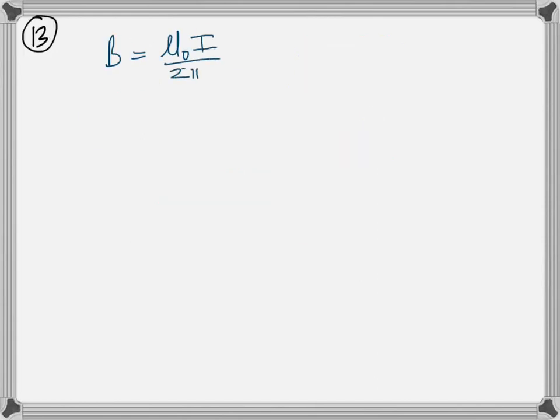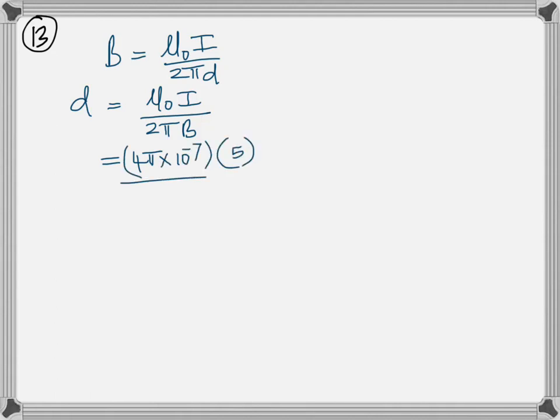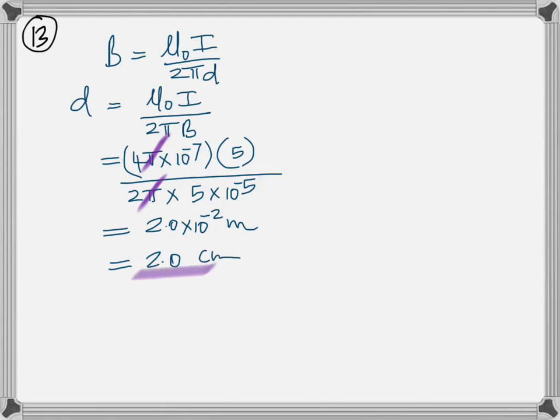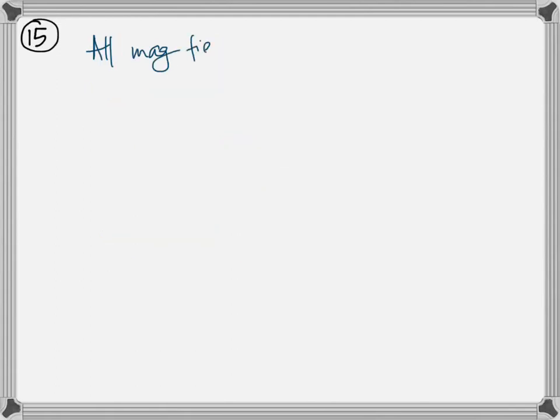Magnetic field due to a straight conductor is mu naught I by 2 pi d. I put it as d. You can write it as r if that's how it's on the formula chart. Make the distance the subject. Put in the numbers. That's the Earth's magnetic field. That's 2 centimeters. Means it's working.